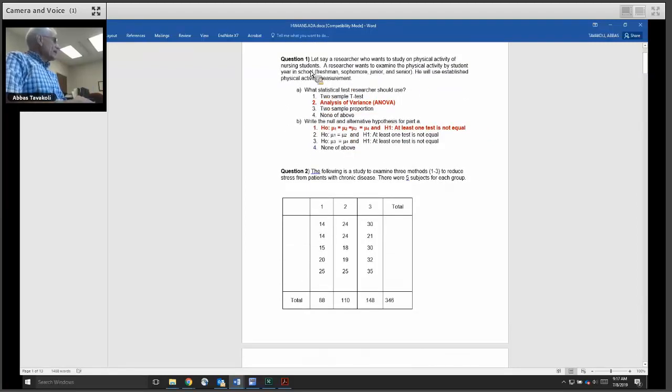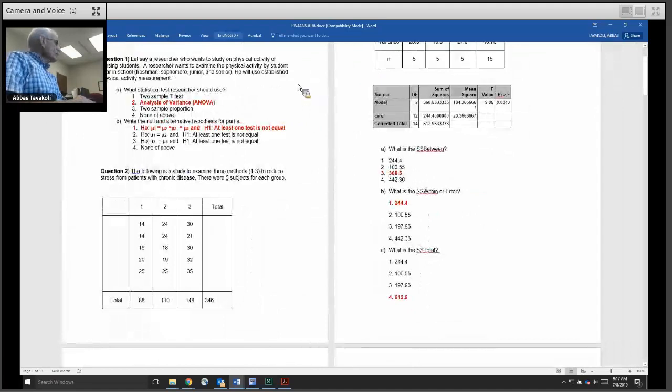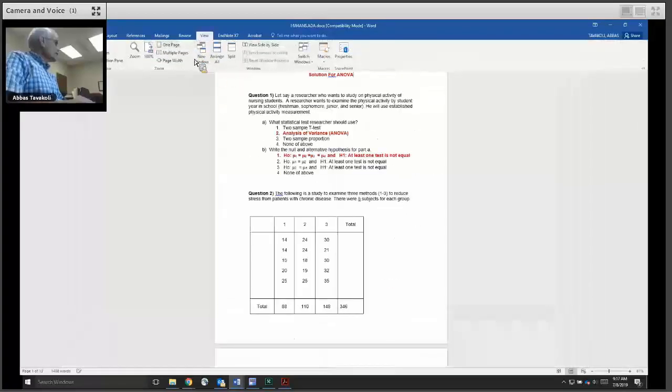Question one: a researcher wanted to examine the physical activity of nursing students based on their year in school, which we define as four levels: freshman, sophomore, junior, and senior, and how he can test if their physical activity is different for those years. So the first question is what type of statistical analysis you use. It is analysis of variance, or ANOVA, because you have more than two levels. If it was two levels, you would use a t-test. So the correct answer for part A is ANOVA.